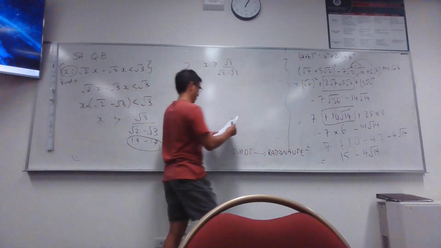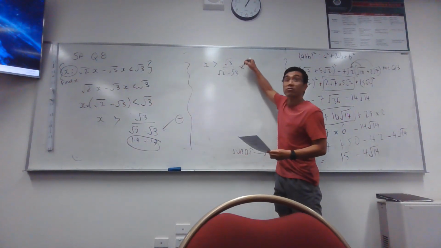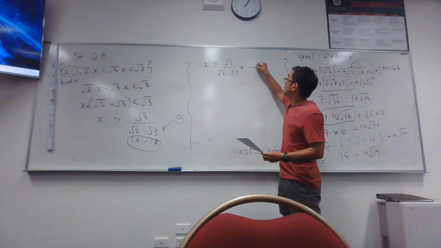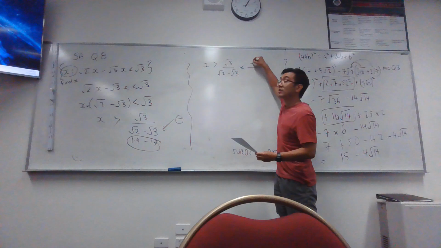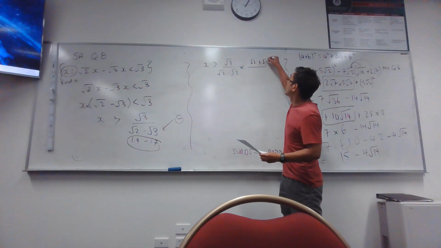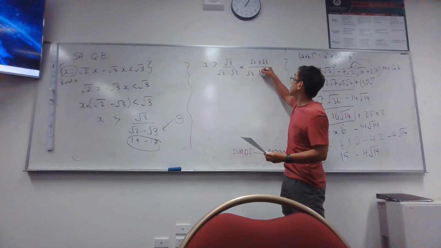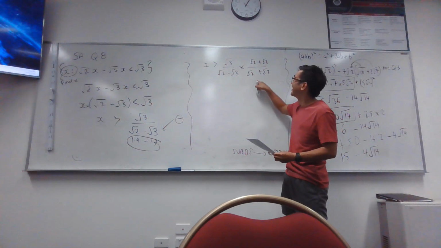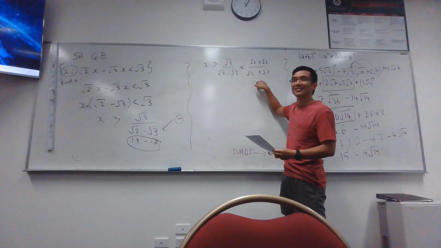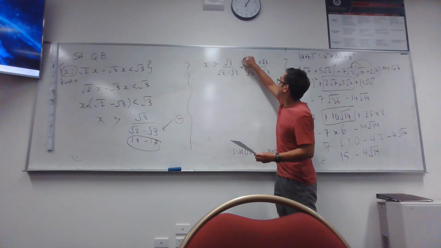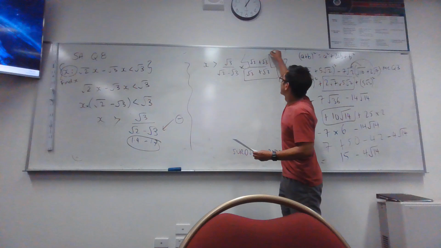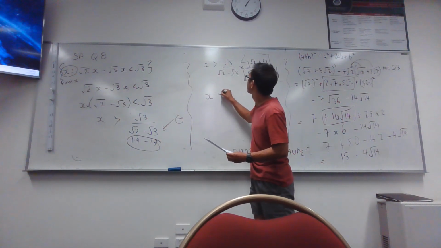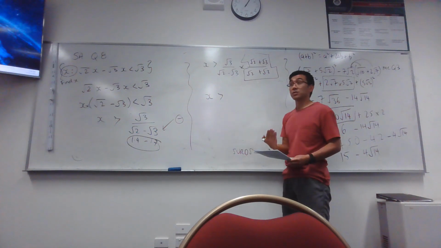The way we do it, how do we rationalize when it's root 2 minus root 3? We times it by the opposite sign in between. So this here is really a big fat one. Now, let's multiply the top.